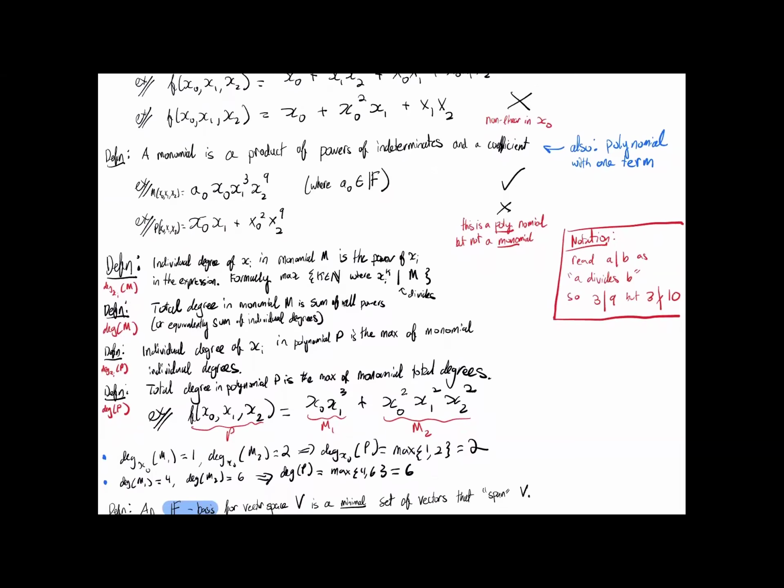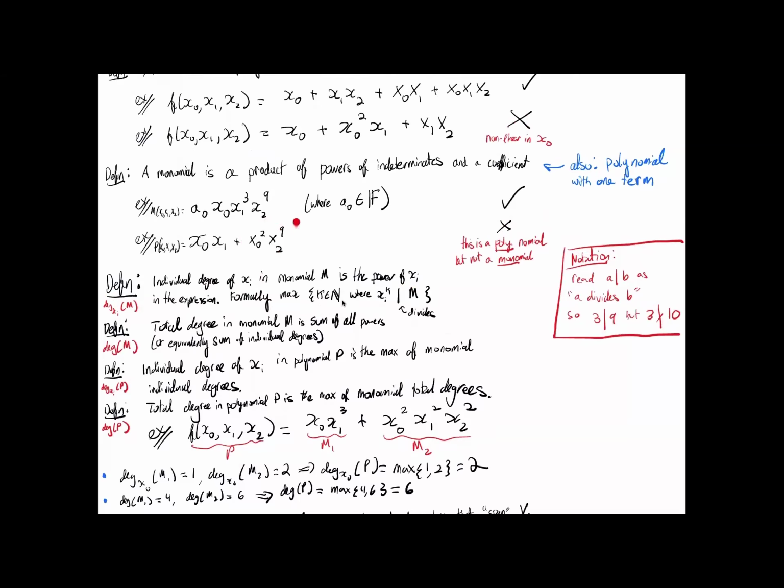Yeah, so the next definition we have is that of an individual degree. What is the individual degree of a specific variable xi in a monomial? Well, it's just the power of xi in that monomial expression. There's a formal definition, but don't worry about that for now. You can read that on your own time. But basically, if I were to look at this monomial, for instance, the individual degree of x0 is 2, the individual degree of x2 is 9, and the individual degree of x1 is 0.